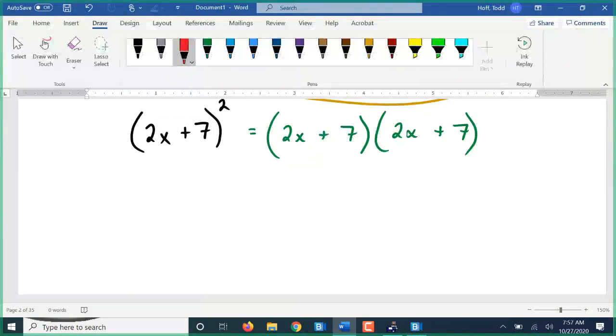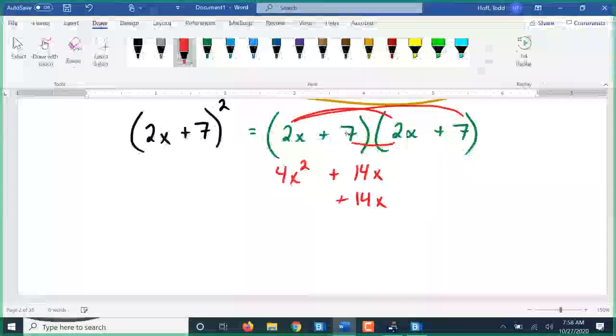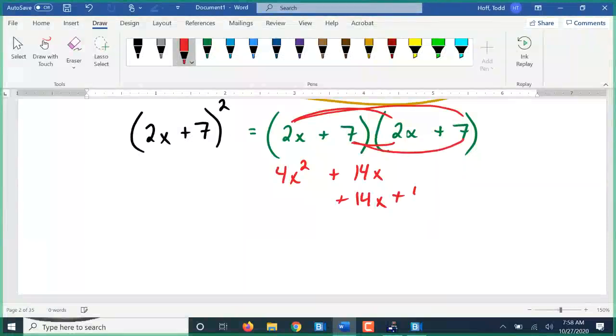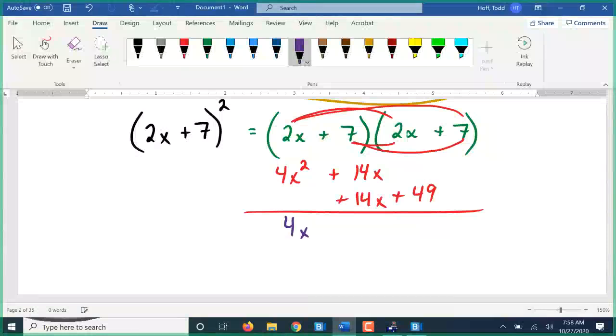So this becomes 2x plus 7 times 2x plus 7. And we do 2x times 2x. It's 4x squared. 2x times 7 is a positive 14x. Moving over to the next digit, 7 times 2x is another positive 14x. And 7 times 7 is a positive 49. Adding that up, we have 4x squared plus 14x, and 14x is 28x, plus 49.